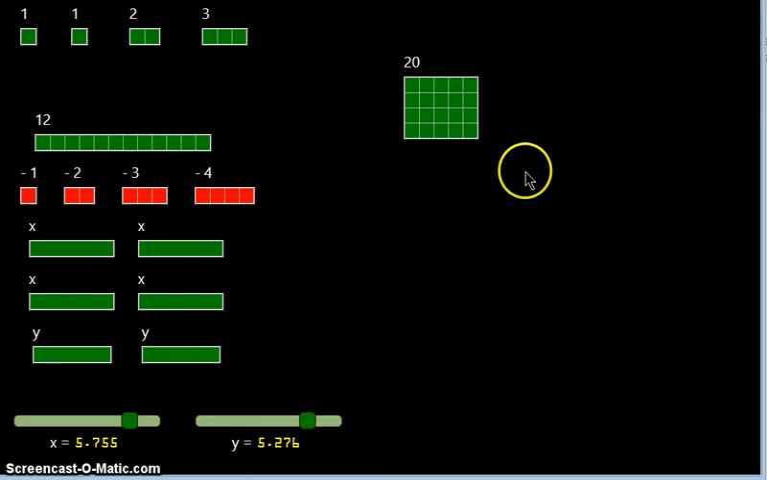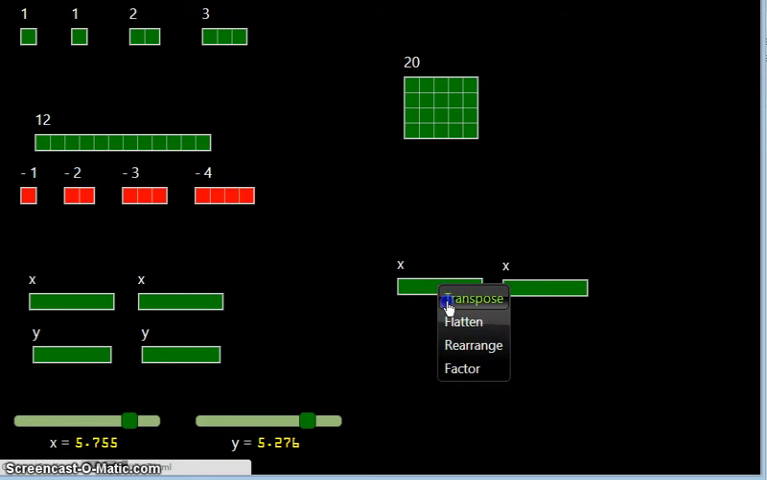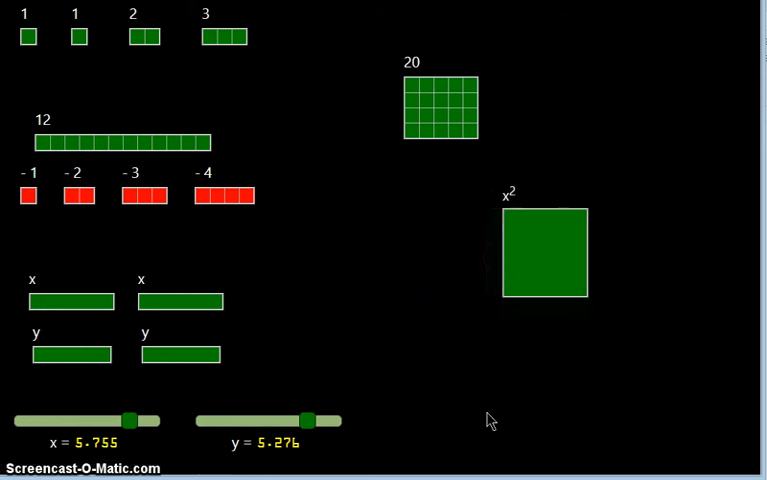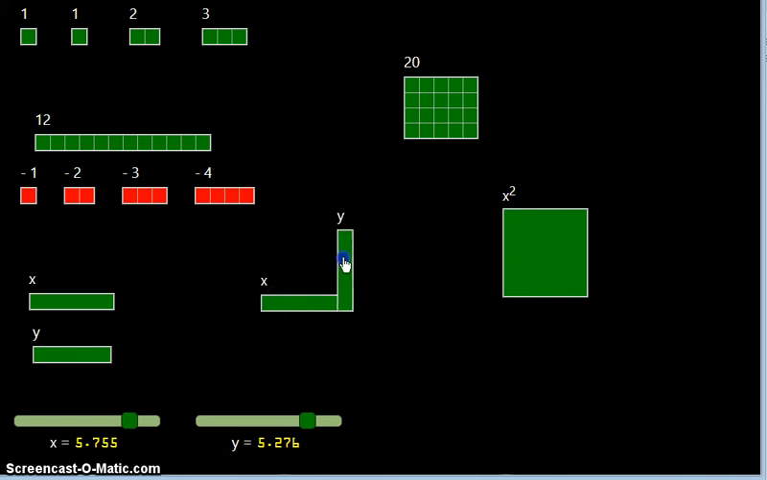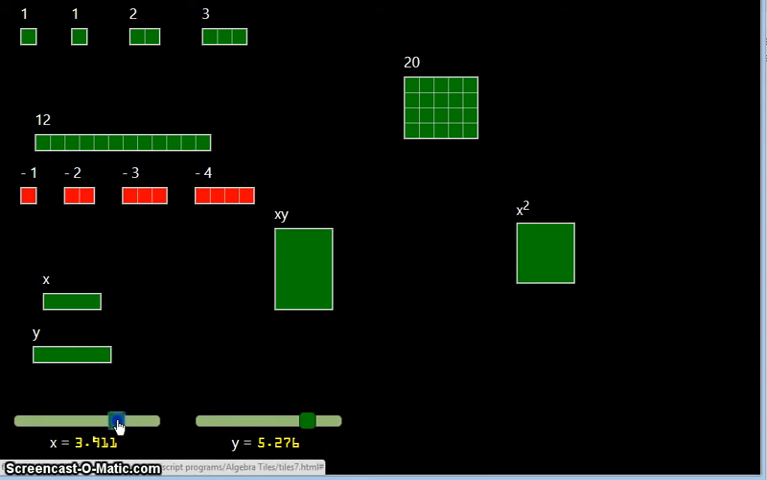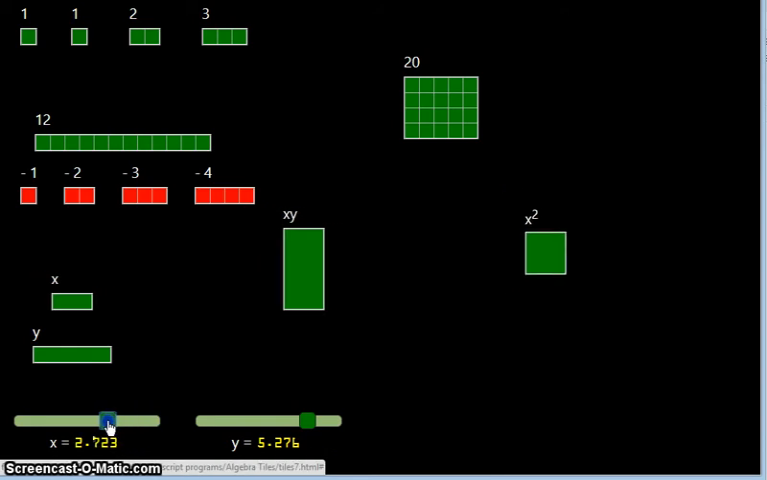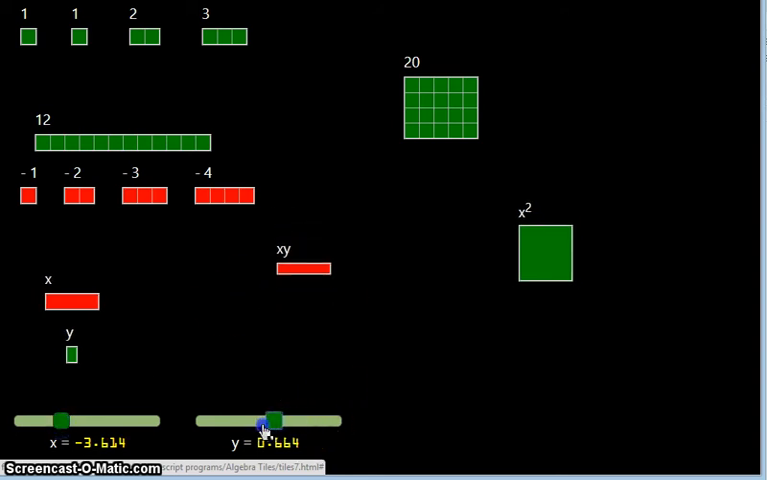And so now I'd like to show you multiplying a variable by a variable. Same thing really, just we'll multiply x by x, transpose one of them, put them together to get a tile that's x by x. And I could multiply x by y also. Let me transpose that, and there we go with x by y, and it's fun to play with the sliders. Then you can see what happens. You can make x negative. X squared is still positive, of course. Xy is negative until I make y negative.